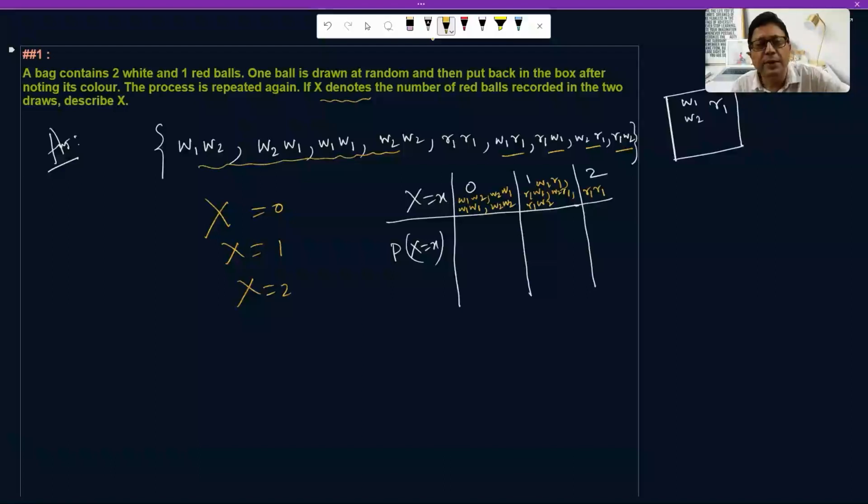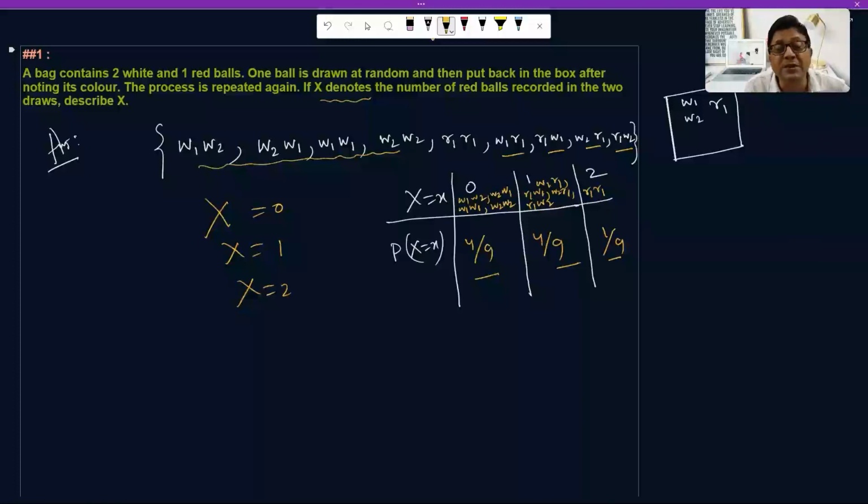Clear? You can write the probability easily. How many cases are there? 9 cases are there. So probability here is going to be 4 by 9. How many here? 4 by 9, and this is 1 by 9. What's the sum of the probabilities here? That is 4 by 9, 4 by 9, 1 by 9. This is 1. No probability is negative, no probability is greater than 1. So it is a probability distribution.